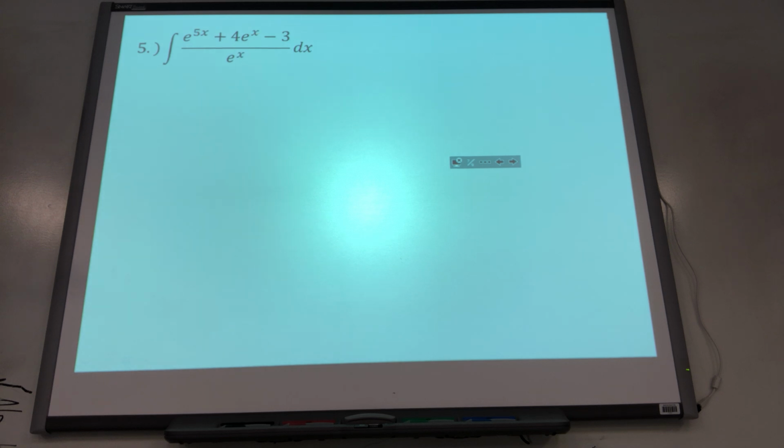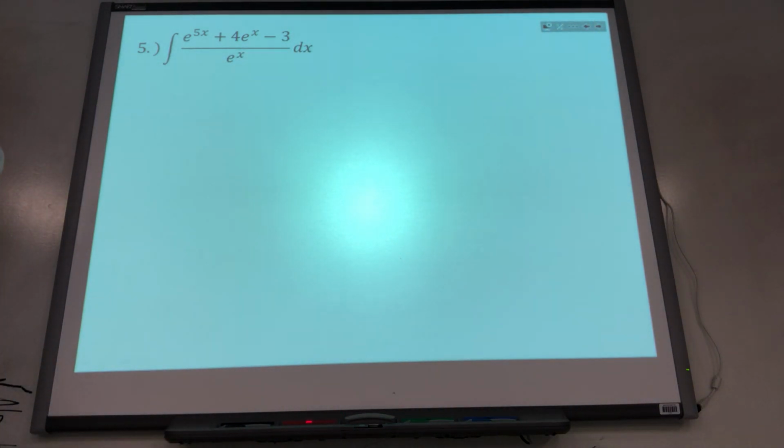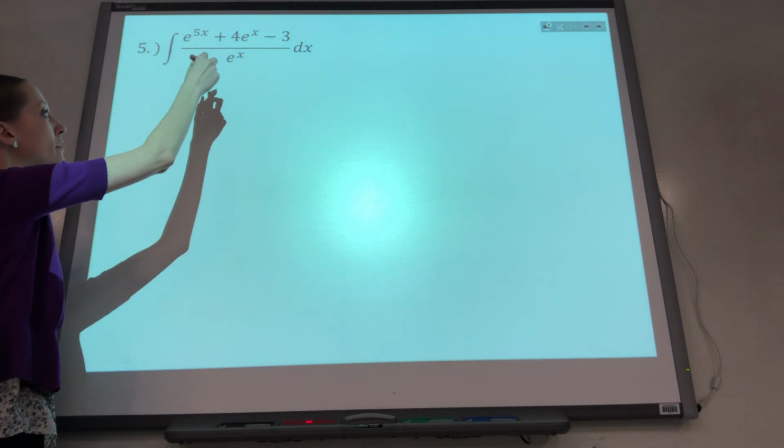Now there's 2 more, so stop me if you have any questions. Number 5, got a big old fraction here, e to the 5x plus 4 e to the x minus 3 all over e to the x dx. We've had a lot of problems like this in the past where there's a lot of terms on top but only a single term on bottom. Here's what I would do to simplify that.